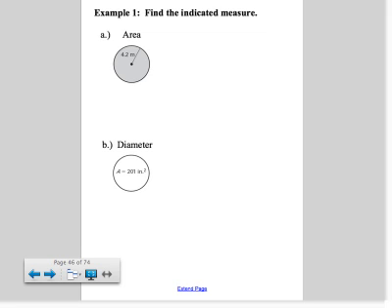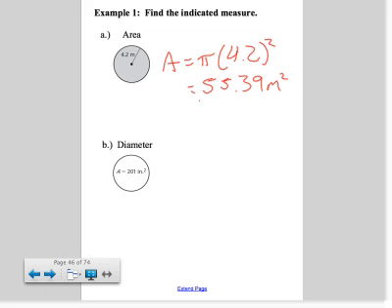To find the indicated measure, we've got to find the area of this circle. It's pretty straightforward. A equals pi times 4.2 squared. Let me just grab a calculator. So I have 4.2 squared, 4.2 times 4.2, that's 17.64 pi. So if I multiply 17.64 times 3.14, I get 55.39 meters, and again it's area, so it's meters squared.